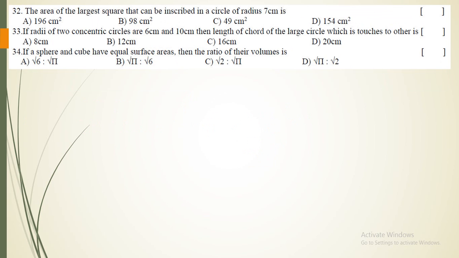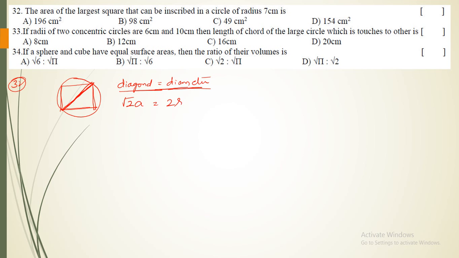Next, moving on to one more question. The area of the largest square that can be inscribed inside a circle of radius 7 centimeters. Observing this question, we need the area of the largest square that can be inscribed in a circle. Inside a circle I need to inscribe a square with the largest side. That means the diagonal of the square should be equal to the diameter of the circle. What is the condition? Diagonal should be equal to diameter. Simply remember this. Now, what is the diagonal of a square? Root 2 a is equal to 2 times r.